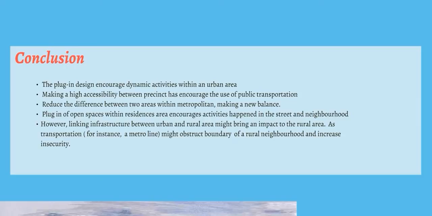However, linking infrastructure between urban and rural areas might bring an impact to the rural area, as transportation, for instance a metro line, might obstruct the boundary of a rural neighborhood and increase insecurity.